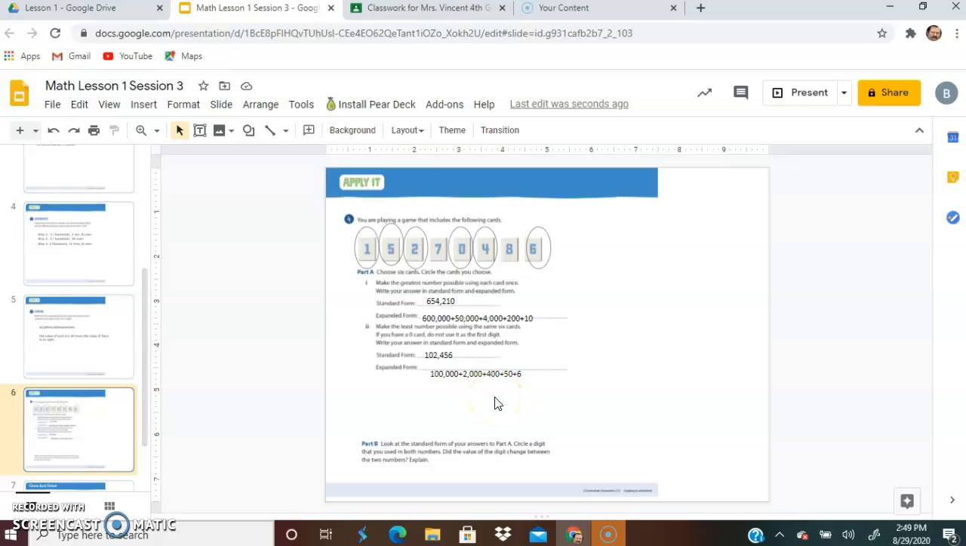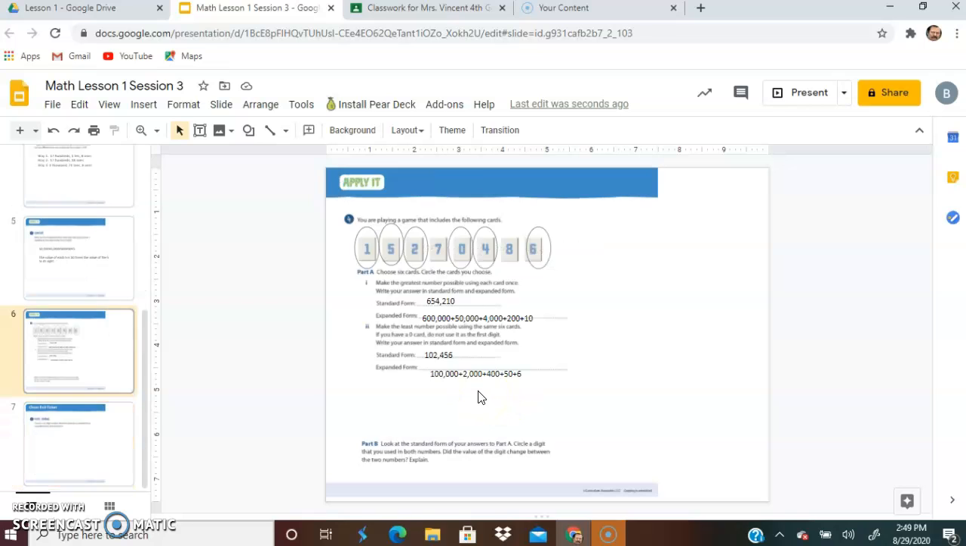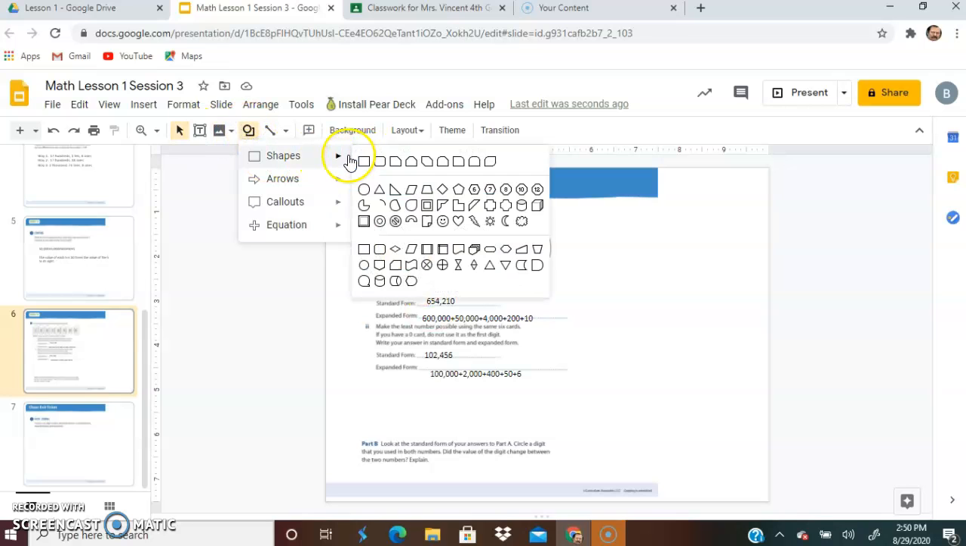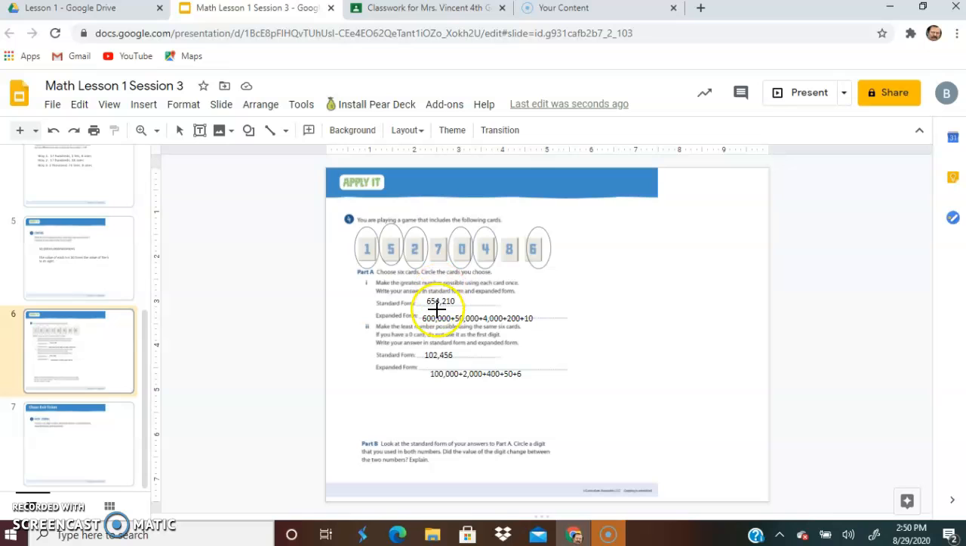Okay, on this next one, part B actually goes with this number. So let's go ahead and look at it. It says, look at the standard form of your answers. Circle a digit that you used in both numbers. Did the value of the digit change between the two numbers? So I'm going to go in here and circle. Let's look at the 1 on mine. Okay, I'm going to circle that one.